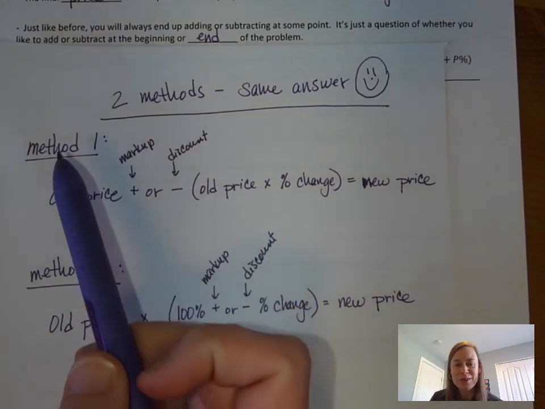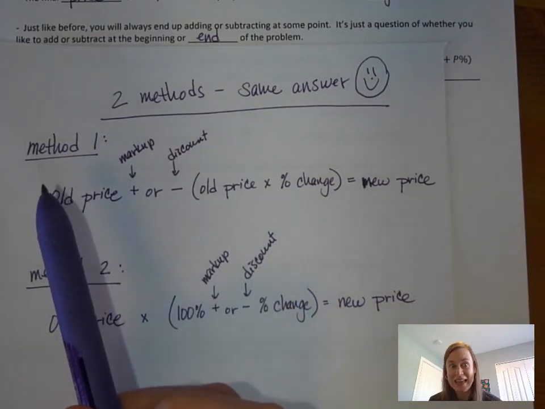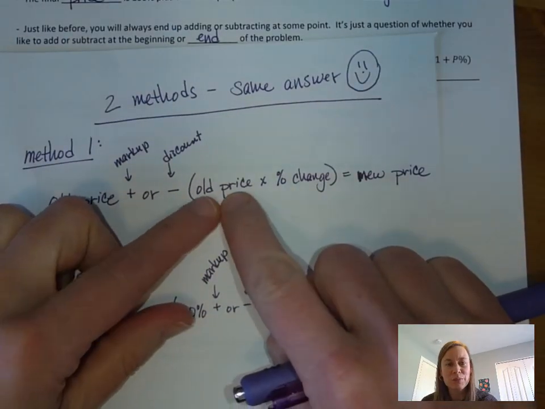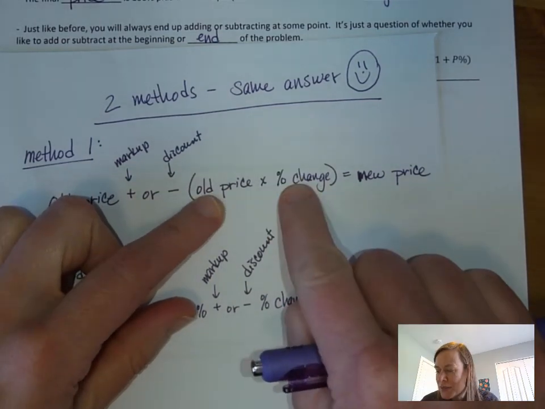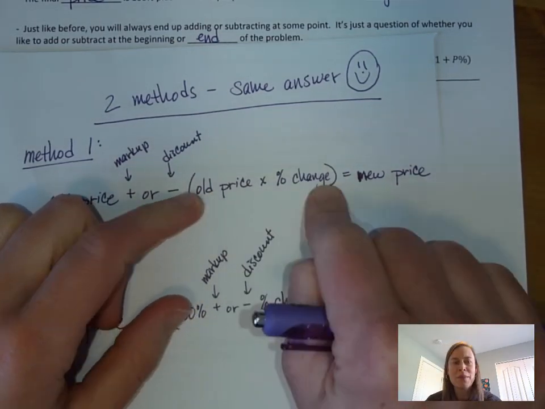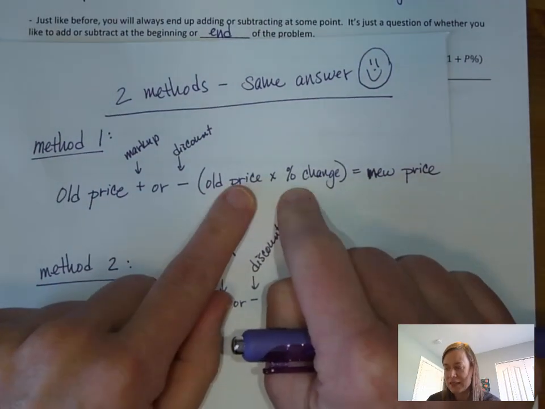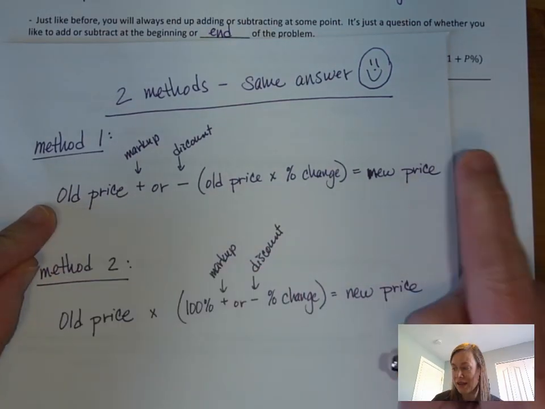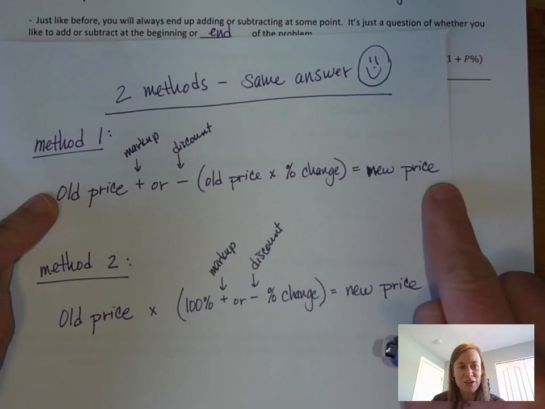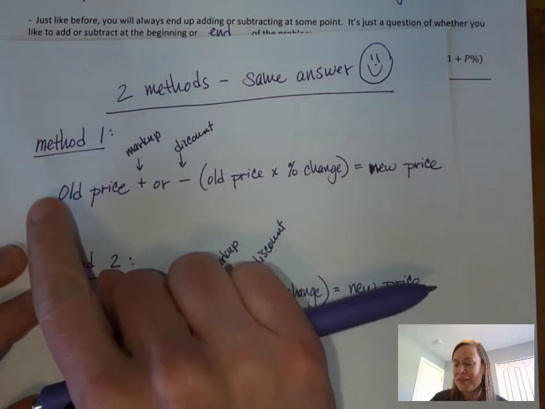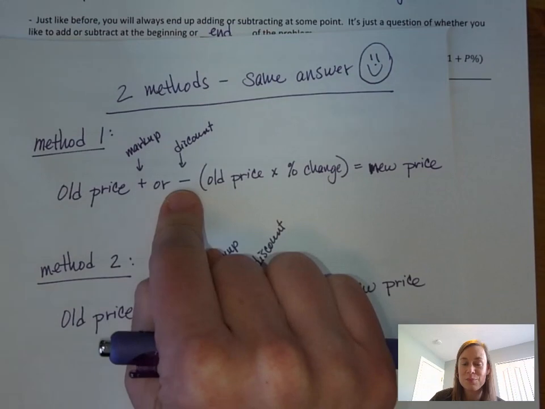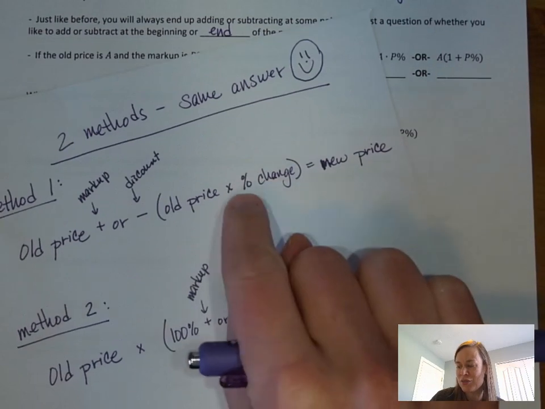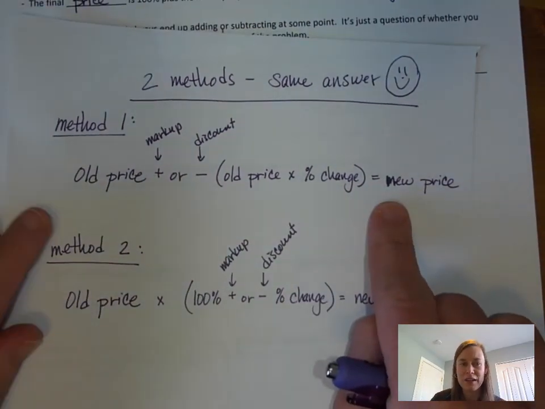Method 1 is what we were using yesterday on 8.3a. Okay? So with method 1, what you computed first was the old price times the percent change. The old price times the percent change gives you the dollar amount of either the discount or the markup. That's what this is. And then you either added it to or subtracted it from the old price. And that gave you the new price. So this is what you did yesterday. I'm going to read it now in the order I wrote it. The old price plus or minus, depending on whether it's a markup or a discount, this calculation, which is the old price times the percent change, equals the new price.